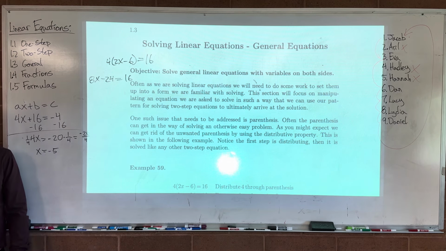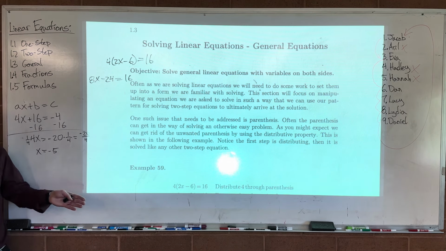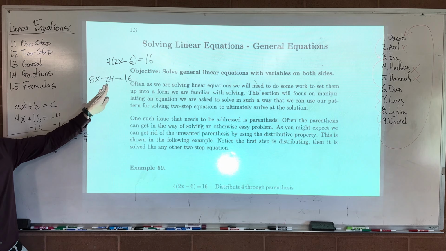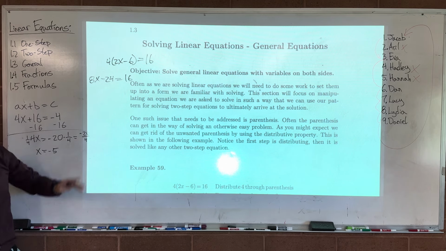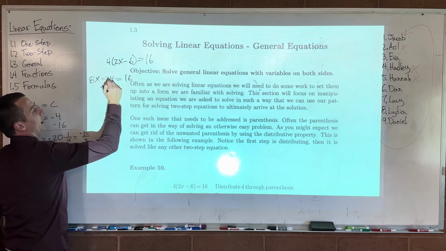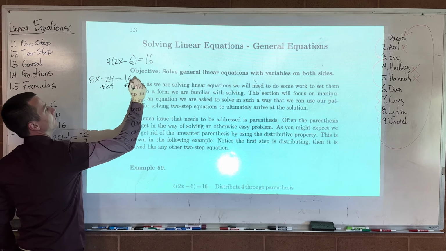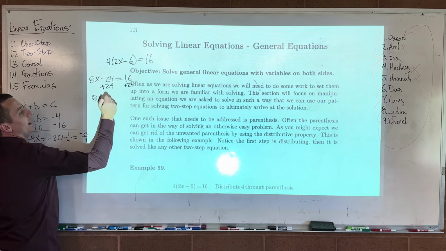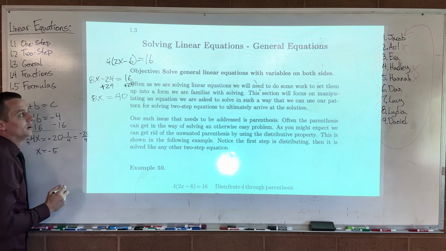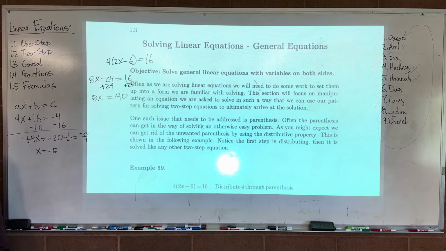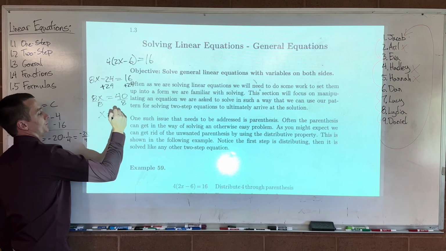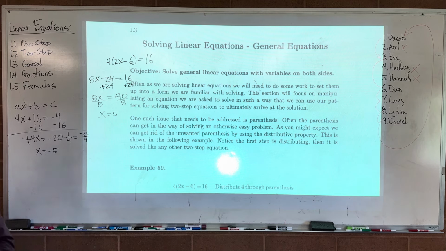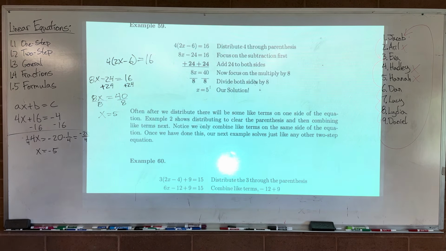Okay, now what do we do? Now it's in the form we know and love. So we're going to add 24 to both sides. Or subtract negative 24, however you want to think about it. And then we'll divide by 8. So add 24 to both sides. You get 8x is equal to 40. Okay, now what? Divide both sides by 8, and we get x is equal to 5. Fantastic. All right.